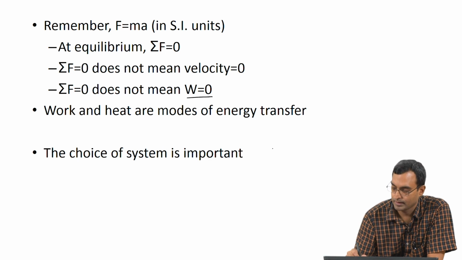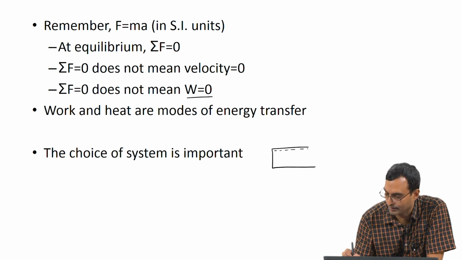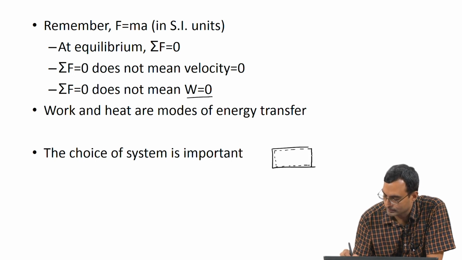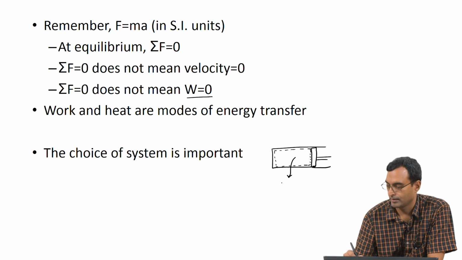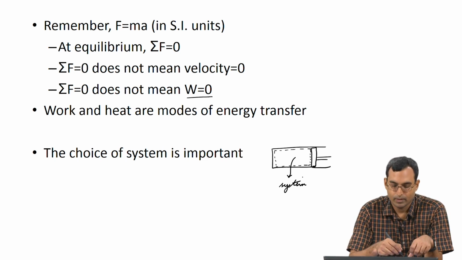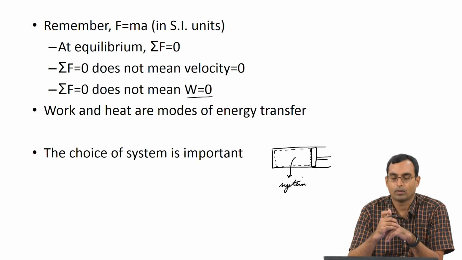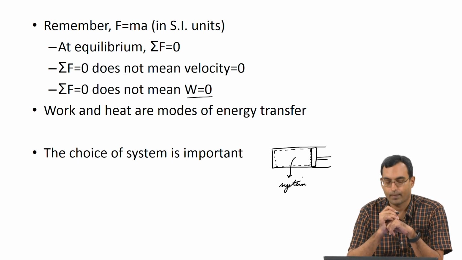We are usually drawing some system boundary. For example, we have a piston cylinder system, and we say our system is whatever is inside this. We can draw different kinds of boundaries in different cases, and we will see that whether it is work or heat depends on where we draw this boundary and what kind of system it is.